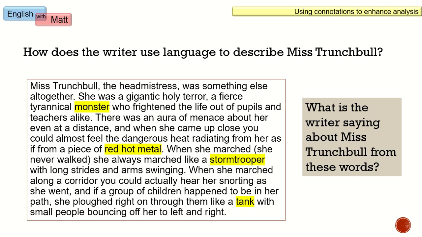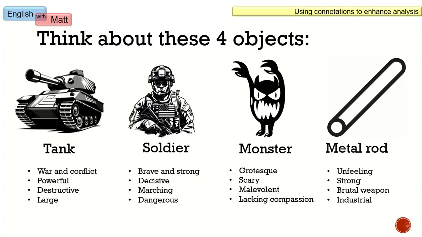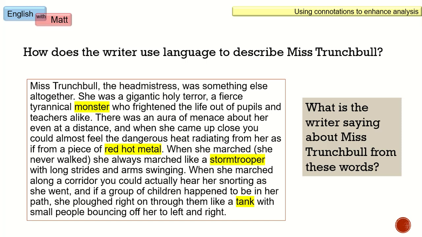So this is how Miss Trunchbull is introduced to the story by Roald Dahl. You can see I've highlighted in yellow here all of these objects which we were just talking about feature in this extract, which is why I asked students to focus on those four objects in particular, as a way of working out what the writer is trying to say about this character, because there's a reason why the writer has chosen these objects to compare to Miss Trunchbull. So it says: Miss Trunchbull, the headmistress, was something else altogether.